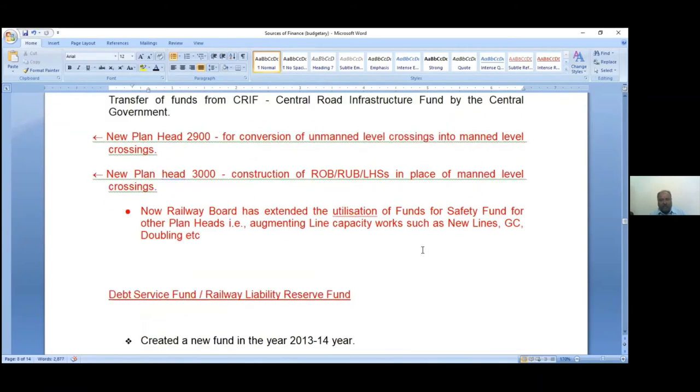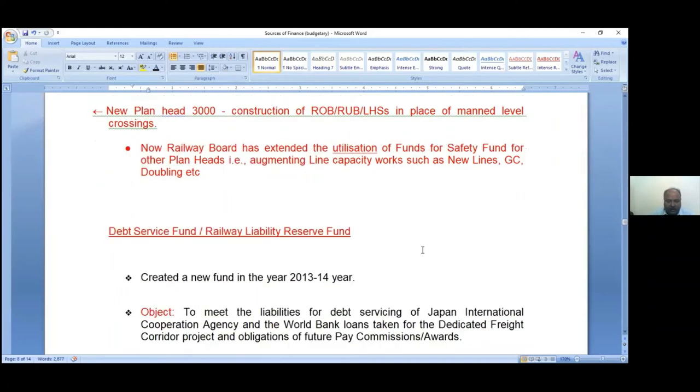But the Railway Board recently instructed that this RSF, Safety Fund, can be utilized for other plan heads, that is new lines, gauge conversion, doubling, etc. This was recently issued by the Railway Board. Previously, it was restricted to only plan heads 29 and 30. Now we can use these funds, depending on the Railway Board guidelines, for new lines, gauge conversion, passenger facilities, all these plans. Now it is a small fund.